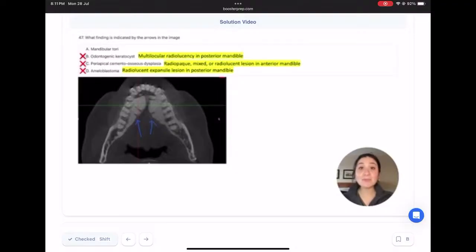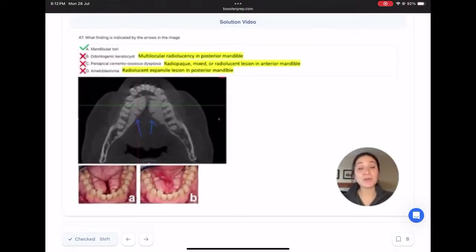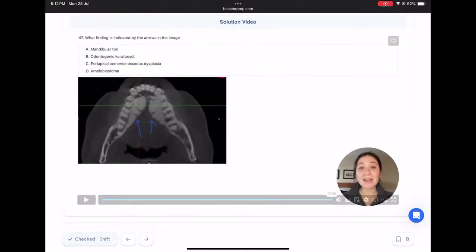Finally, we have a mandibular tori. Mandibular tori is a lingual bony exostosis on the mandible that presents typically in the anterior, making option A the correct answer to this question.